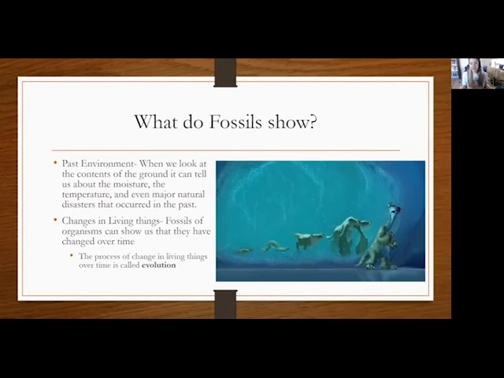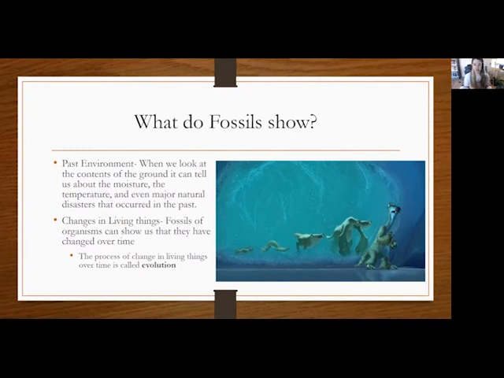So what exactly do fossils show us? Our third big question. The first thing that fossils can tell us about is the past environment. When people are digging into the ground and they're finding things, they can learn things about the moisture levels at different times. They can learn about temperatures from different times and major natural disasters.